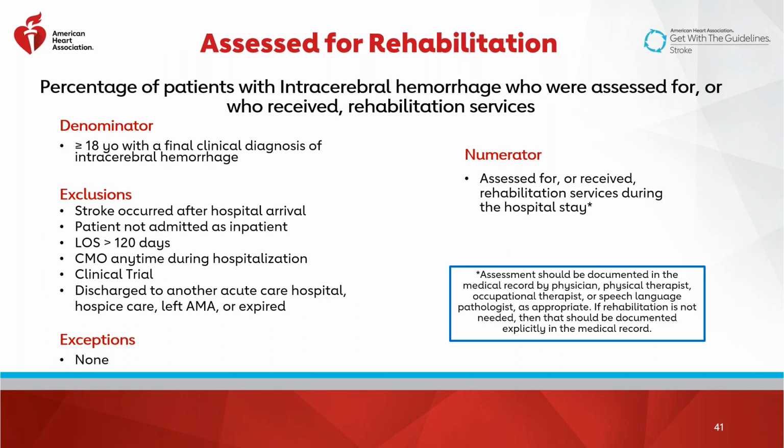Next measure is assessed for rehabilitation. This, again, excludes patients that are discharged to an acute care hospital, hospice, left AMA, or they're expired, and the numerator is selecting that they were assessed or received rehabilitation services during the hospital stay.